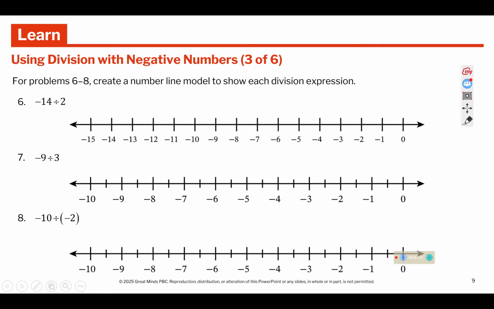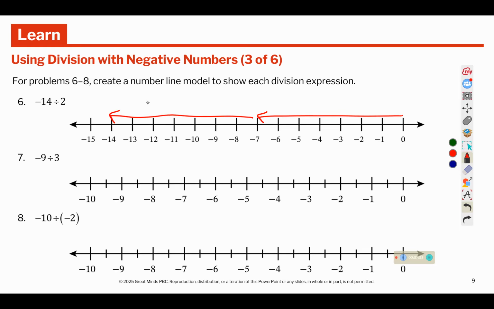For problems 6 through 8, create a number line model to show each division expression. Negative 14 can be split into 2 groups. So negative 14 split into 2 groups. Each one has to be negative 7. We're going backward 7 and backward 7, landing at negative 14. 9 split into 3 groups would be 3, so negative 9 split into 3 groups is negative 3.